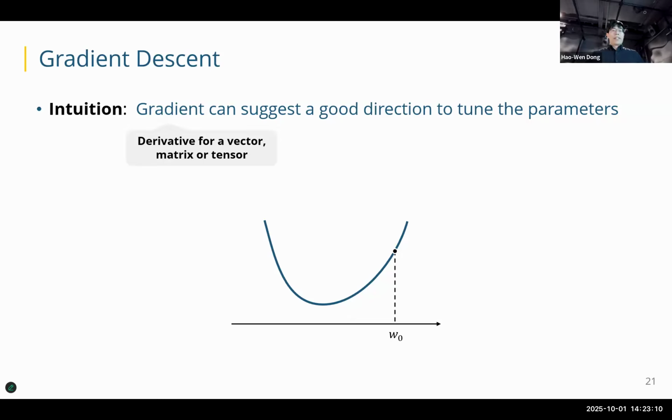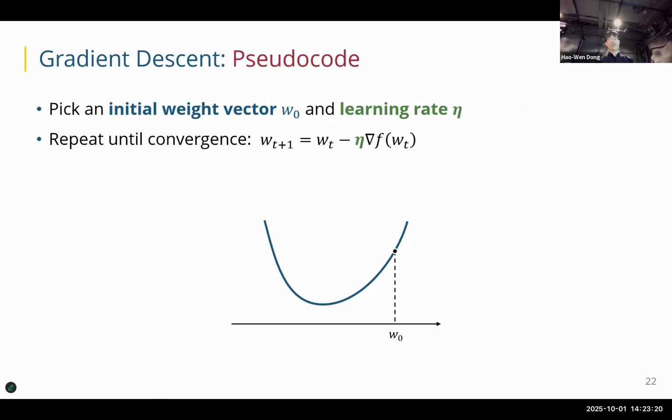So gradient, again, is derivative or slope for a vector, matrix, or tensor. So it's just a fancy word; think about it just like slope. So this is the pseudocode of this gradient descent algorithm. Stare at it, it sounds like alien language, but this is basically it, 2 lines.